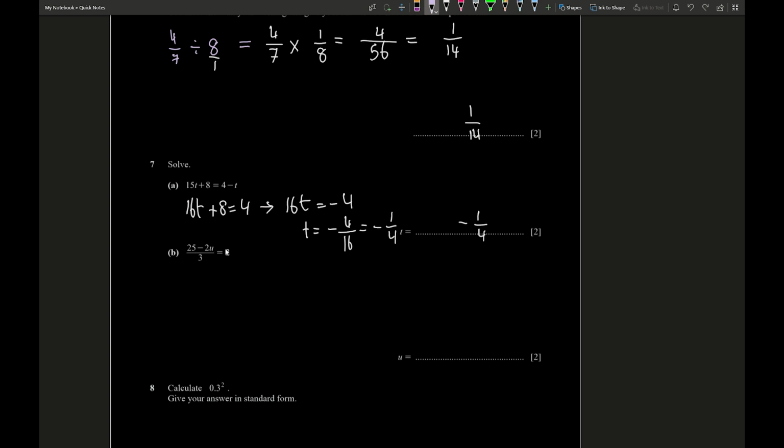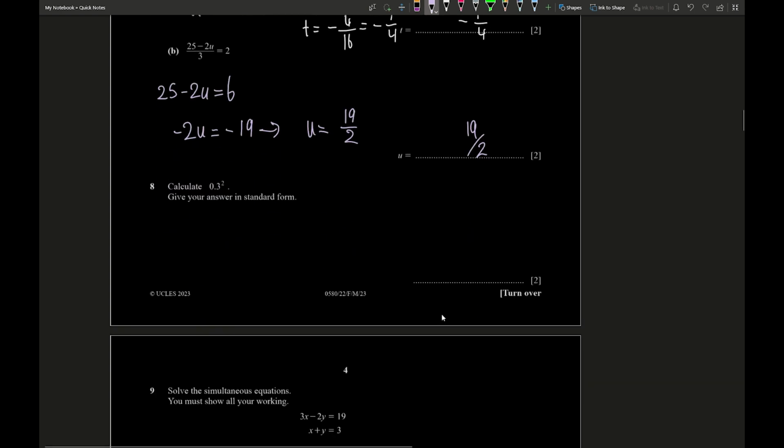So when we multiply by 3 on both sides, you'll end up with 25 minus 2u is equal to 6. And then you can subtract 25 from both sides, giving you negative 2u is equal to 6 minus 25, which is equal to negative 19. And then you can just divide by negative 2 on both sides to find the value of u, which is equal to 19 over 2. On to question number 8.